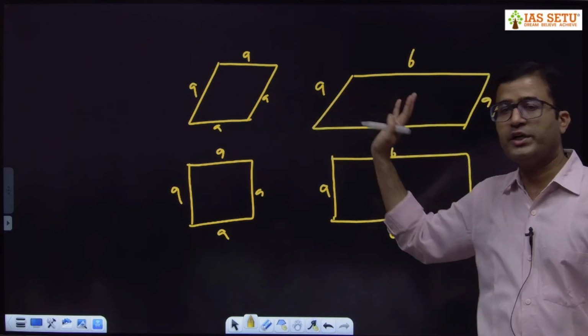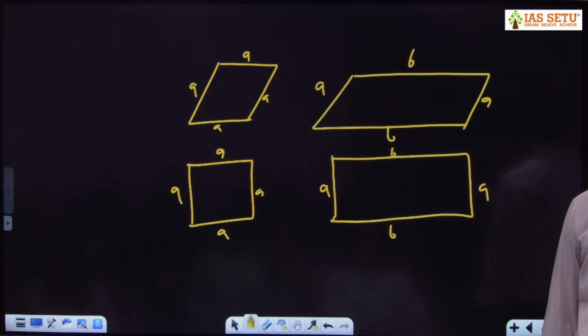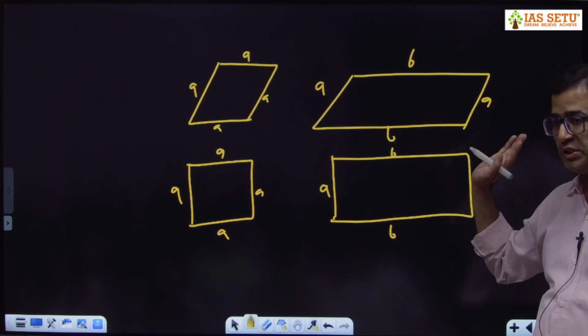Parallelogram और rhombus में वही difference. In rhombus it is compulsion that all four sides have to be equal. rhombus की चारों साइड बराबर होनी चाहिए, whereas in parallelogram there is no compulsion.